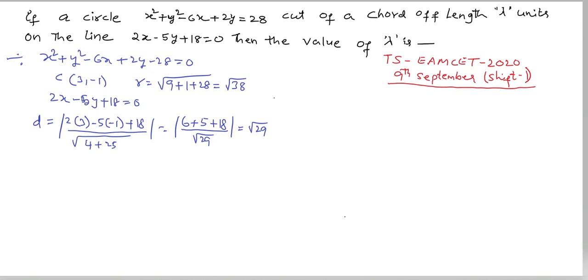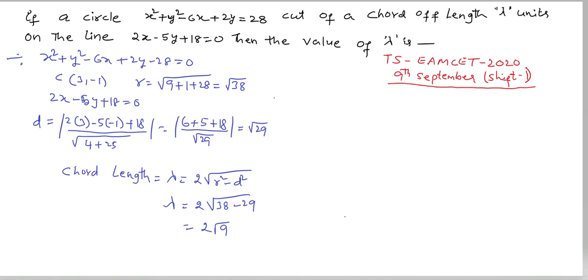Now the chord length is given, that is chord length is equal to lambda. Lambda is equal to 2 into root over r square minus d square. This is the formula for the length of the chord. Therefore lambda is equal to 2 into root over (r square 38 minus 29), equal to 2 into root 9, that is 2 into 3 equal to 6. Lambda is equal to 6.